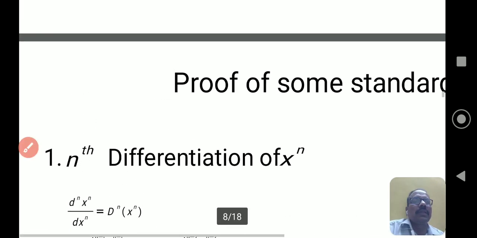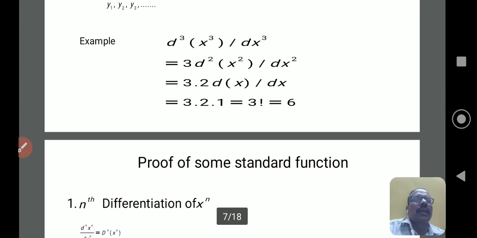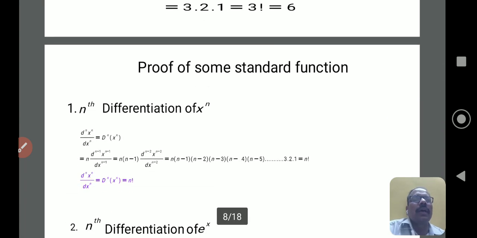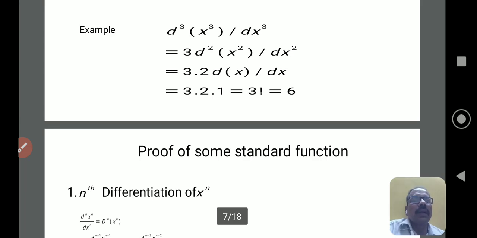Observe the previous example we discussed in the beginning itself. The third order derivative of x cube can be written as 3 into 2 into 1, which is 3 factorial, which is 6. This is a very good example for x to the power of n here. You can easily understand how to get the result for the nth derivative of x to the power of n.